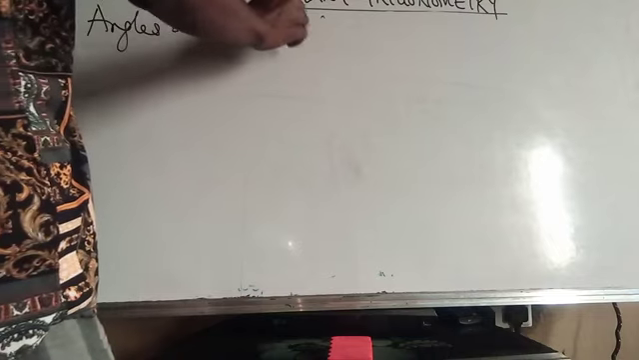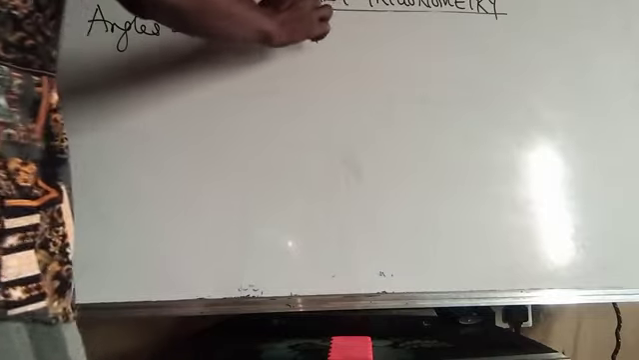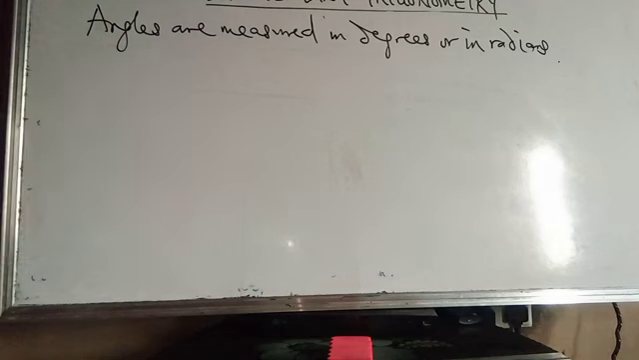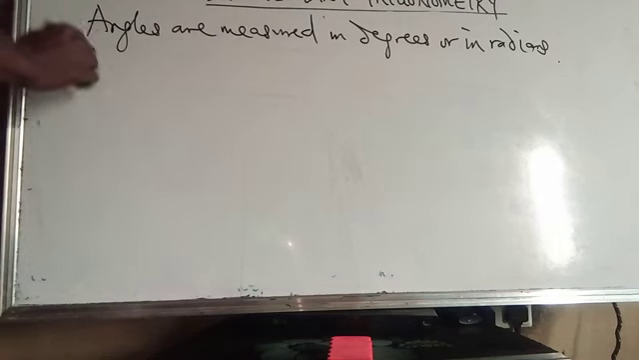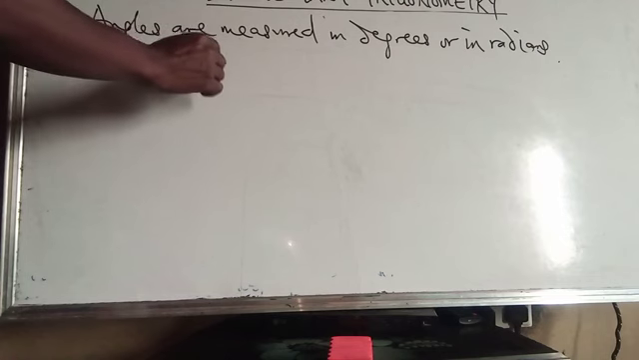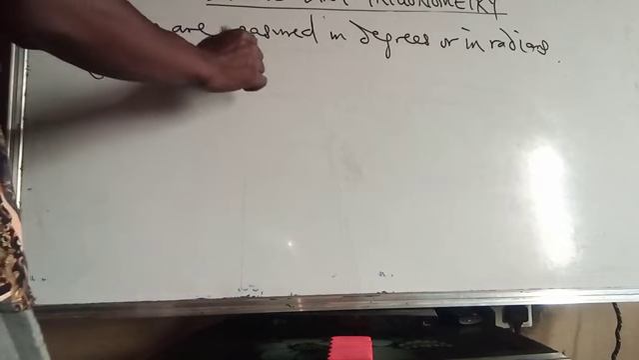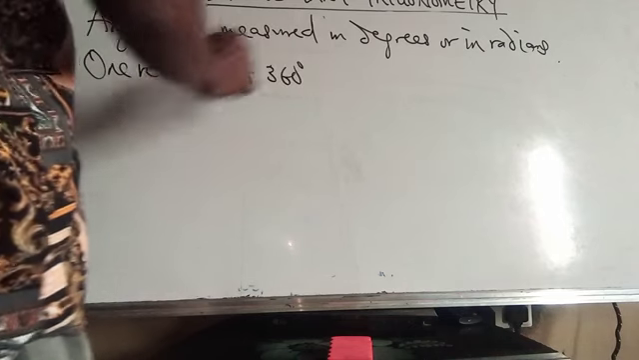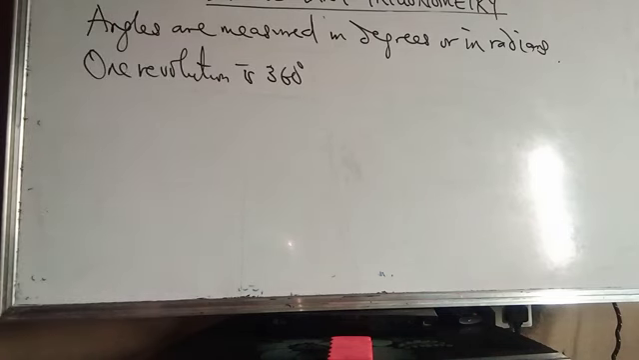Now, angles are measured in degrees or in radians. One complete revolution is 360 degree.